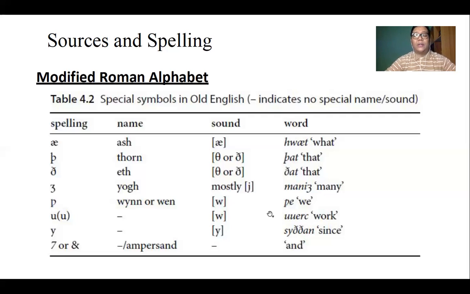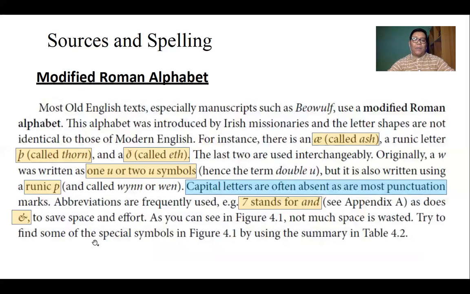And then we also have other modified Roman alphabets used here. Now this one could also be best exemplified in the text of Beowulf, okay? Most Old English texts, especially manuscripts such as Beowulf, use a modified Roman alphabet. This alphabet was introduced by Irish missionaries, and the letter shapes are not identical to those of modern English. For instance, we have the ash, a runic letter, this one, which is called thorn, and then this one, which is called eth. The last two are used interchangeably, okay?